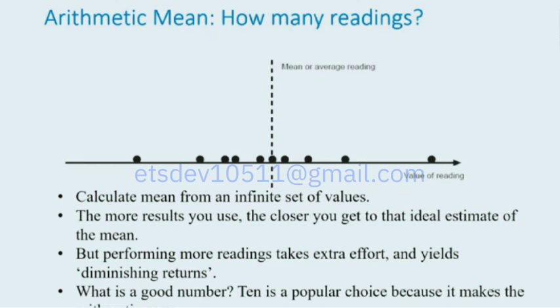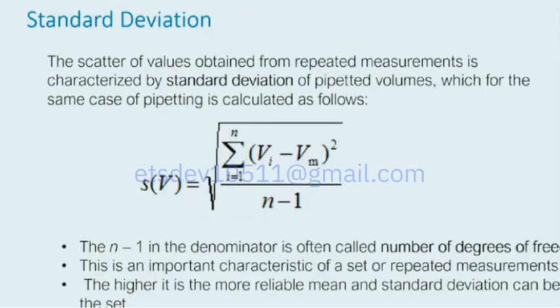And the more you do, you will see that the mean that you get and the standard deviation is much lower. Then we have the standard deviation, which is a scatter of the values obtained from repeated measurements. In this example of pipetted volumes, it tells you the difference for each pipetting. So the difference of V1 with the mean is squared, summed, and divided by n minus 1, and you get the standard deviation.